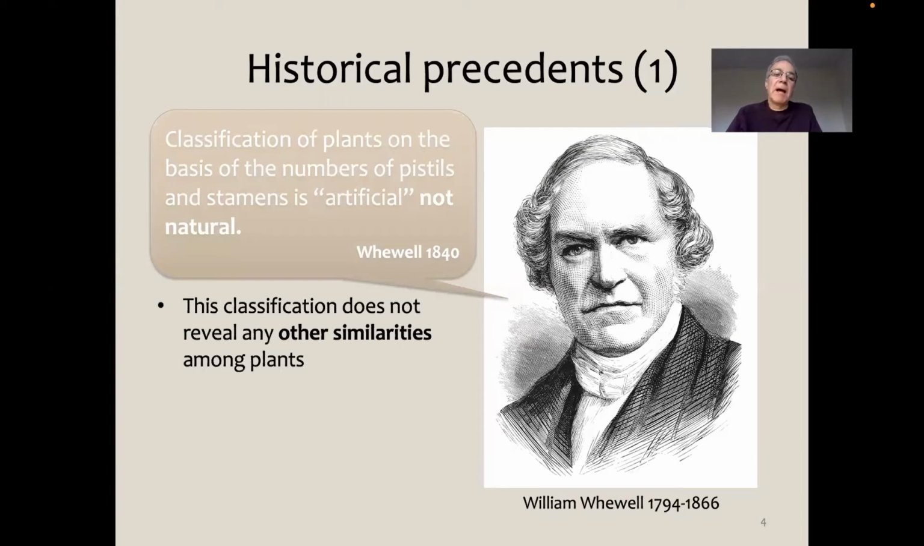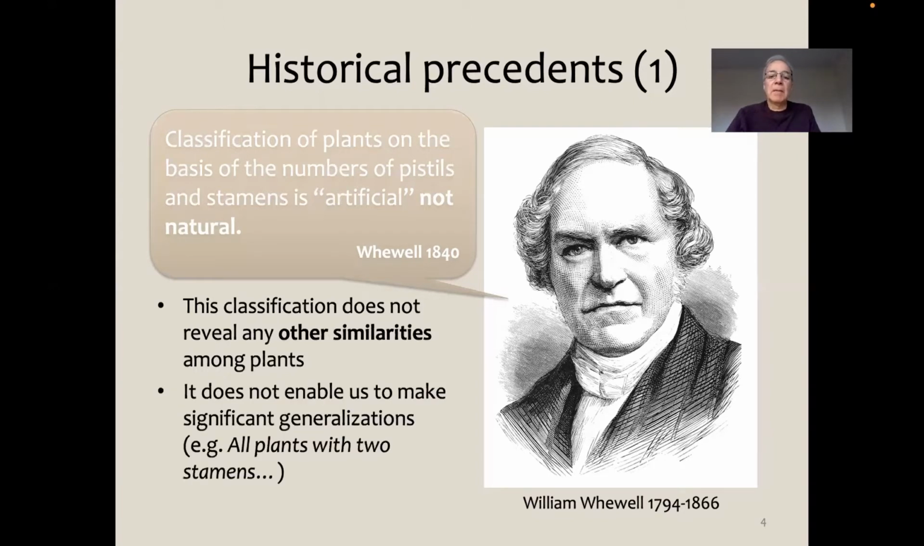And what he means by that is that this classification doesn't reveal any other similarities among plants. So it doesn't enable us to make significant generalizations. So when we classify plants on the basis of the numbers of pistils and stamens in their flowers, that doesn't tell you anything else about those plants. It doesn't enable you to make any kind of general statements. And so that's why he thinks it's an artificial classification as opposed to what he calls a natural classification.